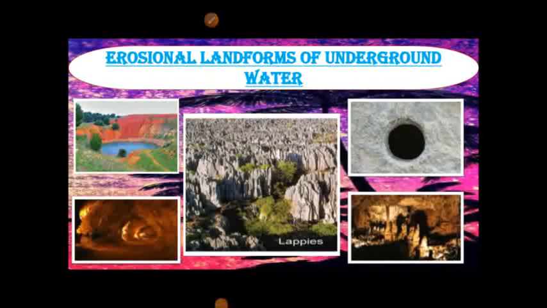Erosional landforms of underground water. Most of the erosion takes place due to the process of solution. When rainwater mixes with carbon dioxide and enters into a limestone region, it dissolves and destroys much of the limestone. As a result, landforms such as terra rosa, lapies, sinkholes, etc. are formed.